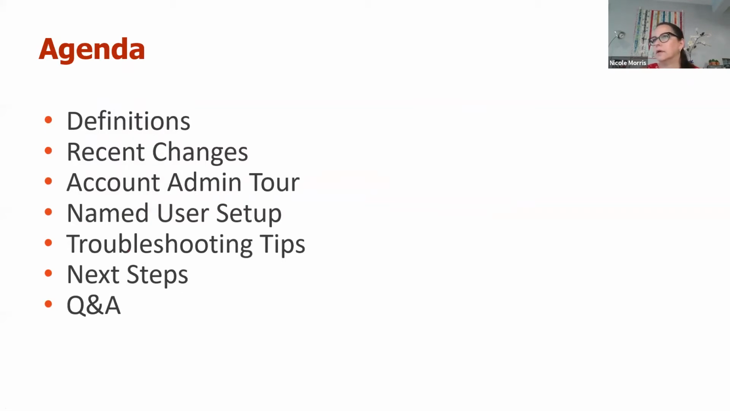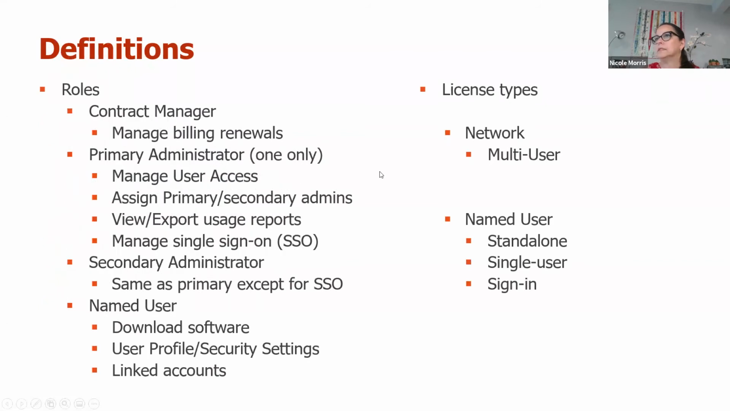We're first going to go through some definitions of some terminology, just so that we know what we're talking about and that we're on the same page here. We'll go through some recent changes at Autodesk and with the licensing and with the account portal. And then we'll do a quick admin tour and go through some of those tips and tricks I was talking about. We'll talk about how to set up the named user and some tips. We have some troubleshooting tips for installation and some challenges that we've faced, so that you guys have those in your arsenal. And then we'll talk about next steps and finally the Q&A. So that's our plan. All right, let's get rolling.